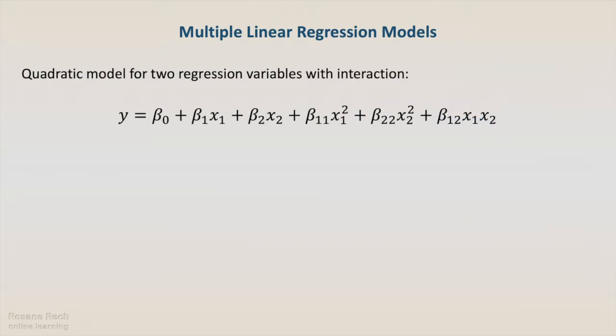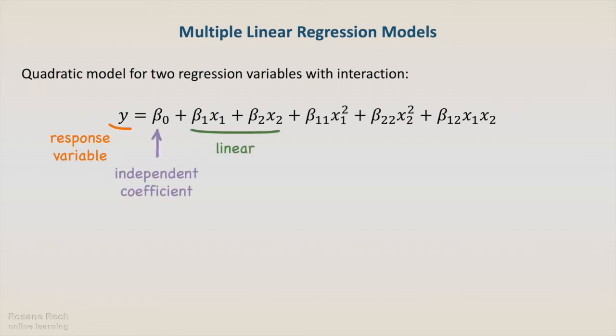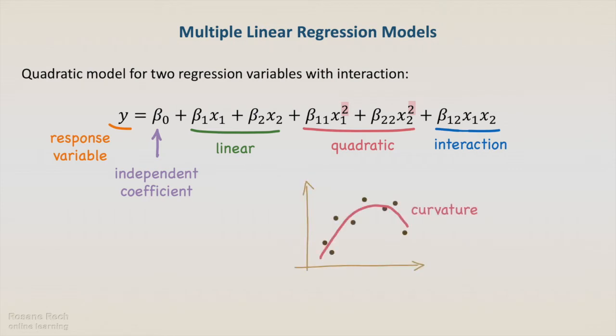The same idea can be applied for quadratic models. Here we have the general equation of a quadratic model for two variables with interaction. The response y is represented by the independent coefficient plus the linear terms plus the quadratic terms plus the interaction. In the quadratic terms, the response varies with the square of the explanatory variables. They are used to model curvatures in the response's behavior.